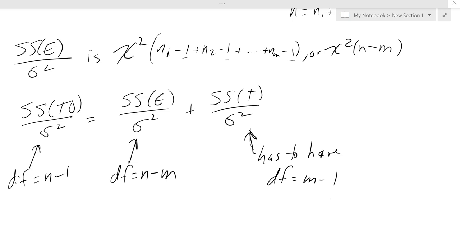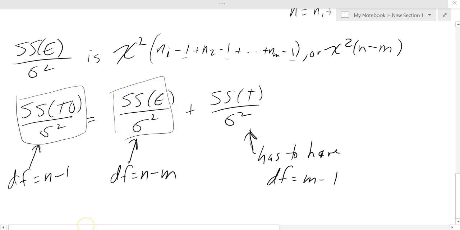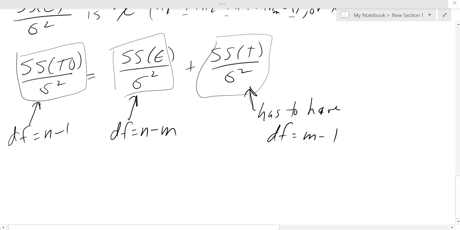But again, it's the same kind of argument we made before. This is chi-squared, and this is chi-squared, so this one also has to be chi-squared. And then the degrees of freedom have to match. It works out exactly what you would expect. Now if I know that these two things are chi-squared and make up this whole thing, whether the means are equal or not is going to depend upon the ratio of these two latter things.